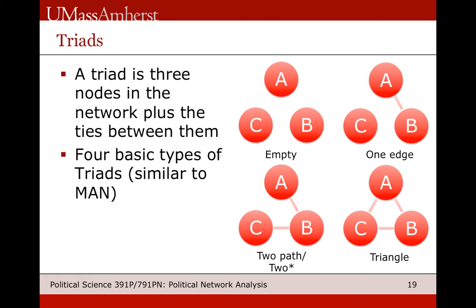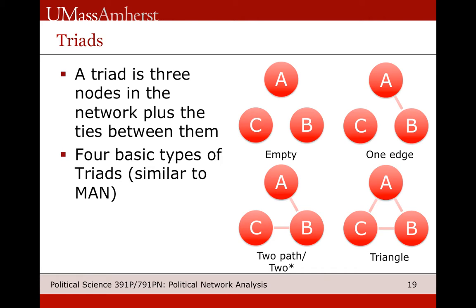So instead of having our mutual, asymmetric, and null, what we can see is there's the equivalent of a null. It's called an empty triad. It means there's no ties between any of the 3 nodes. There's a one edge, which means that there is a tie between, say, A and B, but not between A and C or B and C. There's a 2-path, which means that you can get from any node in the triad to any other node in the triad, but it's not necessarily a closed triad, as in the case of a triangle, where you see that A is connected to C, C is connected to B, B is connected to A.